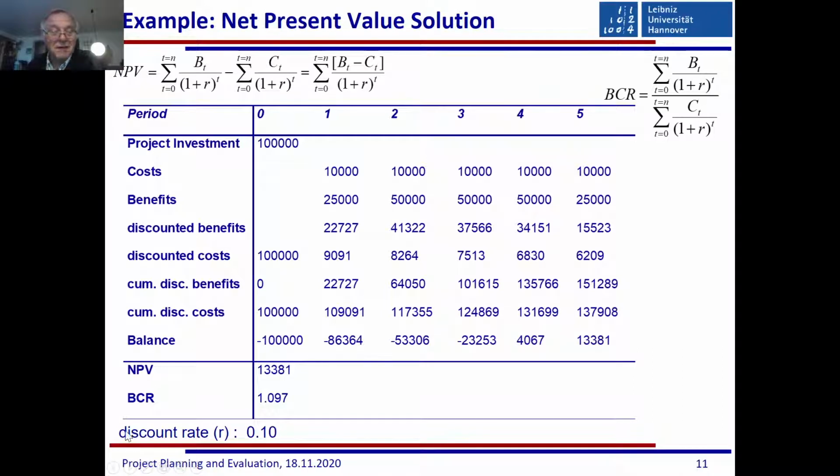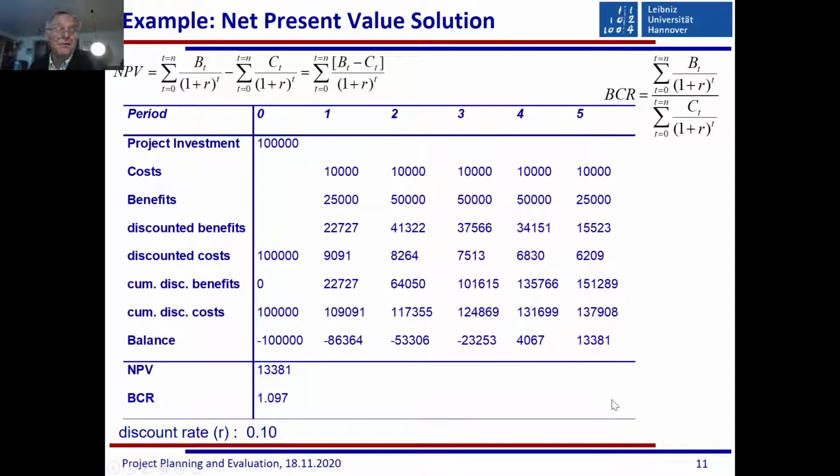So the NPV, of course, is the difference between the cumulative discounted benefits, 151,289, minus the 137,908. That's exactly what this formula does. And you get it here also. If you take the cumulative balance here, then you get the same amount. So it's the same amount.